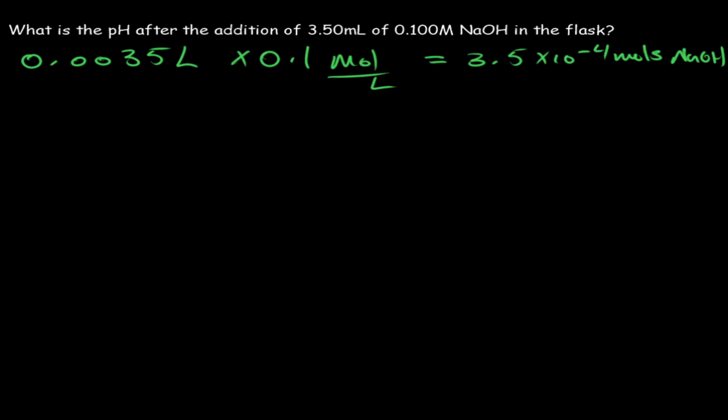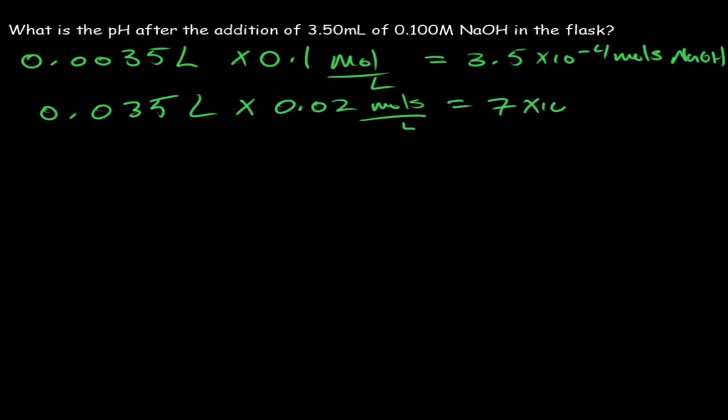And how many moles of acetic acid do we have in our flask? Well, from the very first slide, we said we had 0.035 liters, or 35 milliliters, of acetic acid, and its concentration was 0.02 moles per liter. And that gives us a value of 7 times 10 to the negative 4 moles acetic acid, which we will write as HA.